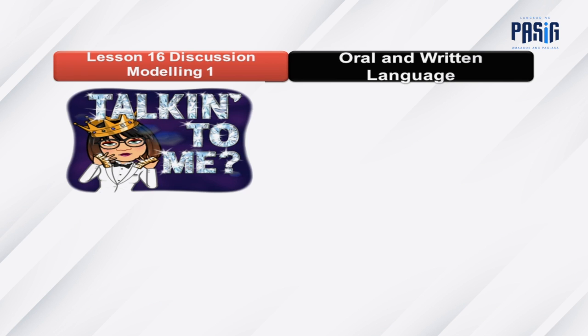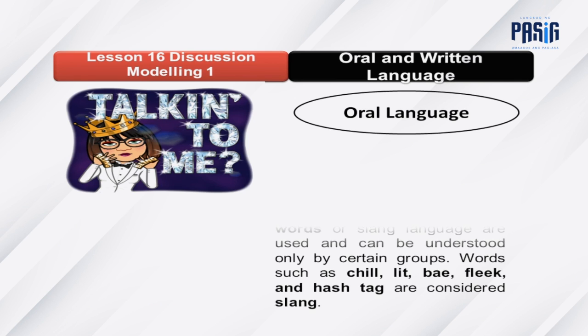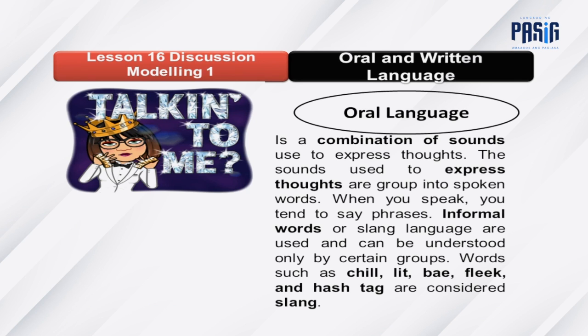Let's begin. What is oral language? Oral language is a combination of sounds used to express thoughts. The sounds used to express thoughts are grouped into spoken words. When you speak, you tend to say phrases. Informal words or slang language are used and can be understood only by certain groups. Words such as chill, lit, bae, flick, and hashtag are considered slang.